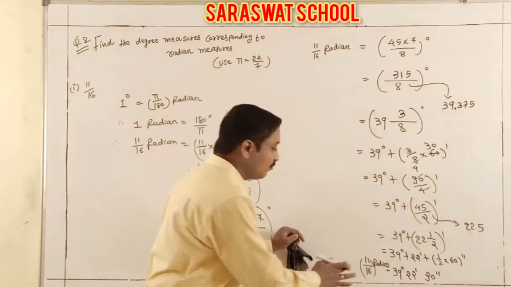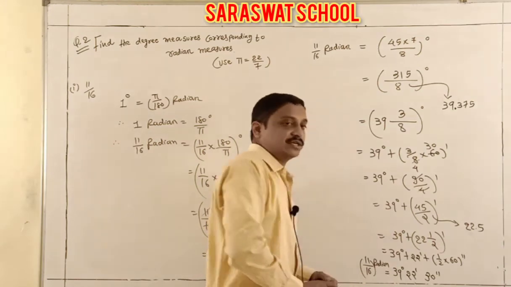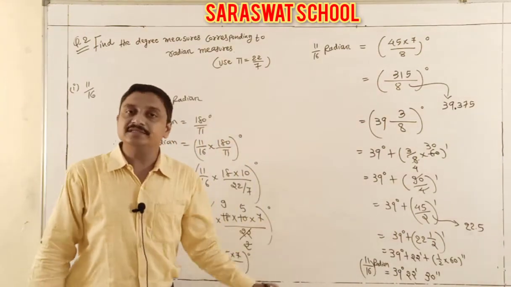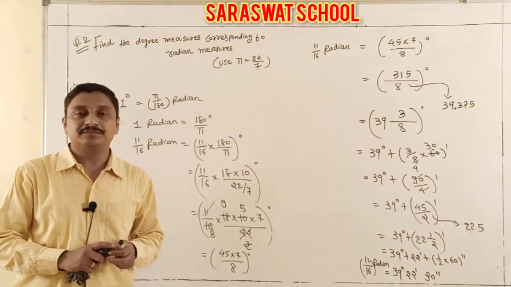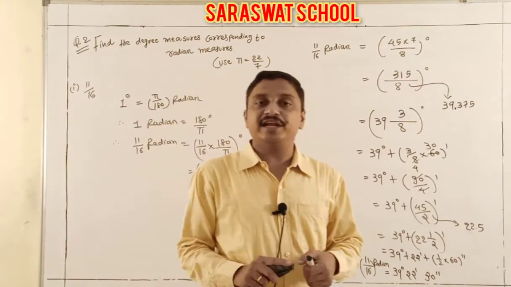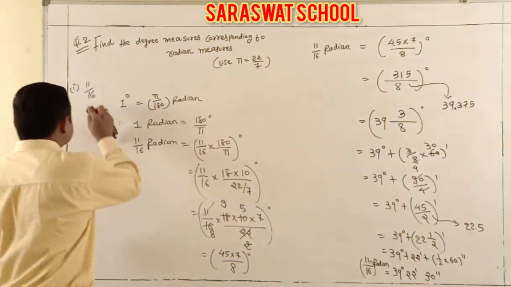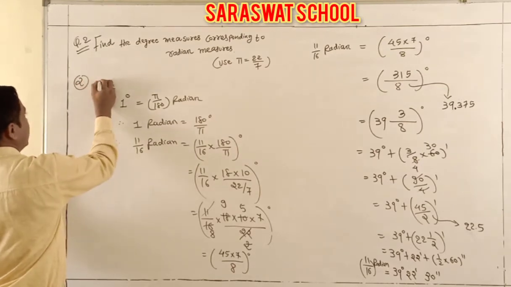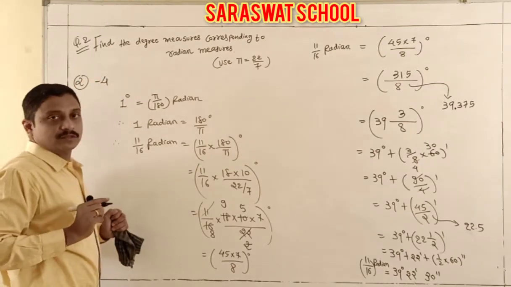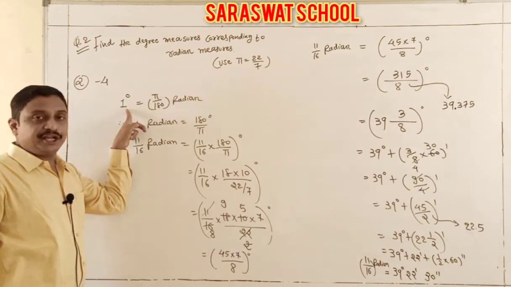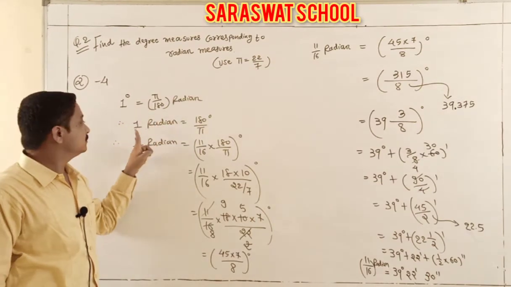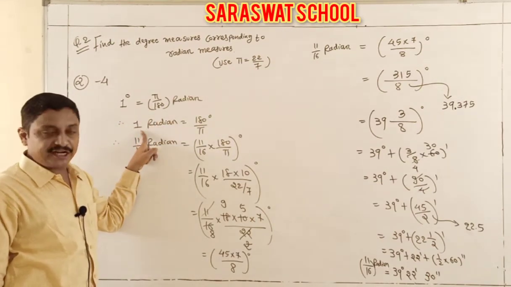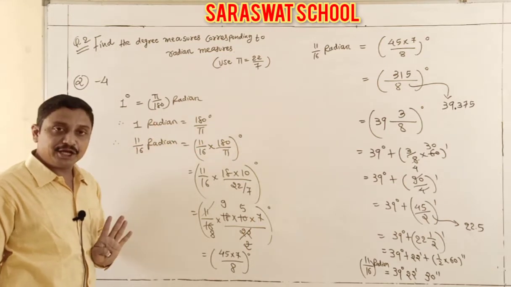And here your final, this one solution is easily done. Now, after ending, students, I am going to one more question, the second question. So the second is the same: -4 radian. We write down 1 degree is pi by 180 radian, so 1 radian is equal to 180 by pi degree.